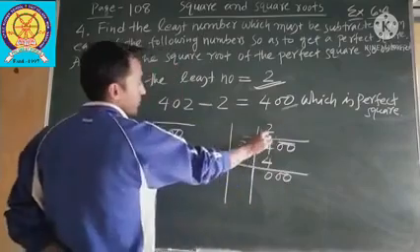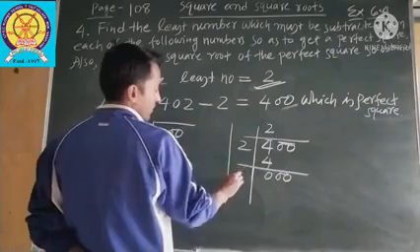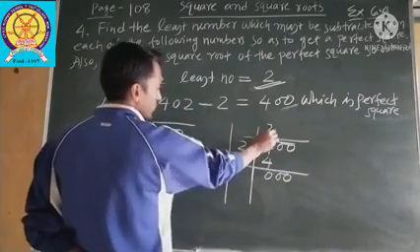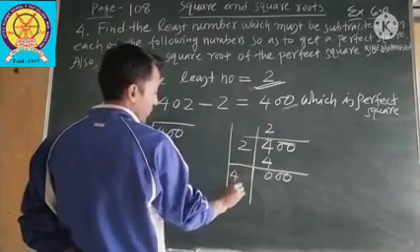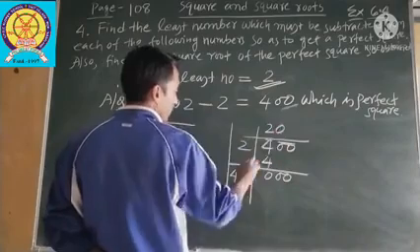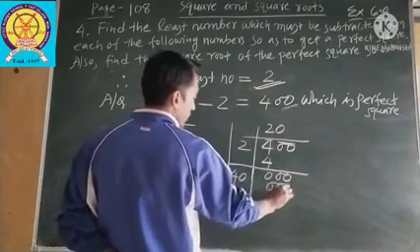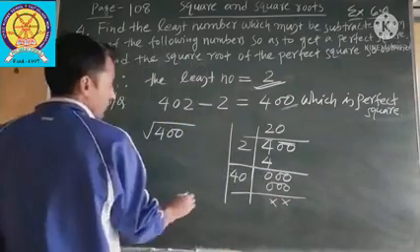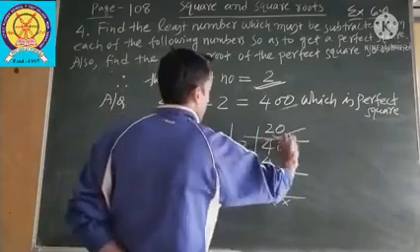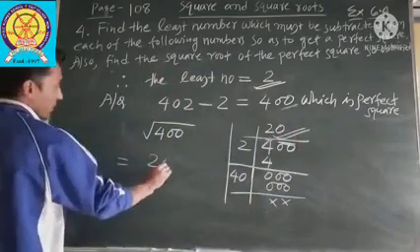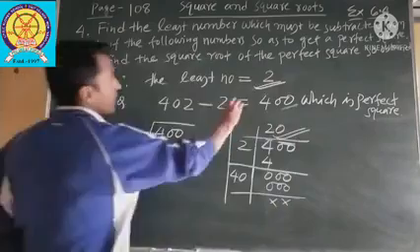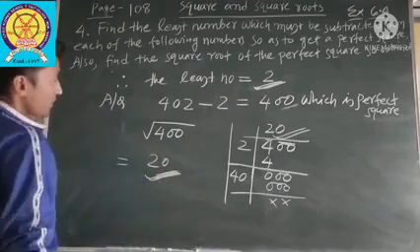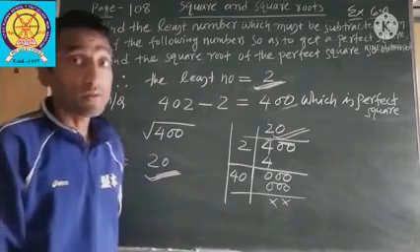When you double this quotient, you get the next divisor. If you double this 2, 2 twos are 4. Next you give 0 times. 40 times 0 is 0. So there is no remainder. That means the square root of 400 is 20. So here the least number is 2 and the square root of the perfect square number is 20.